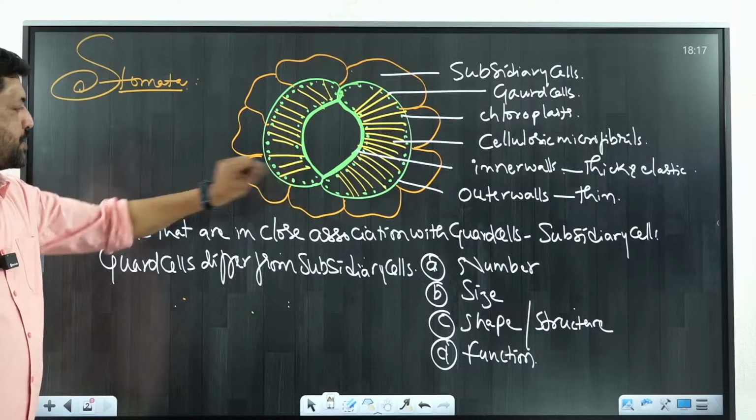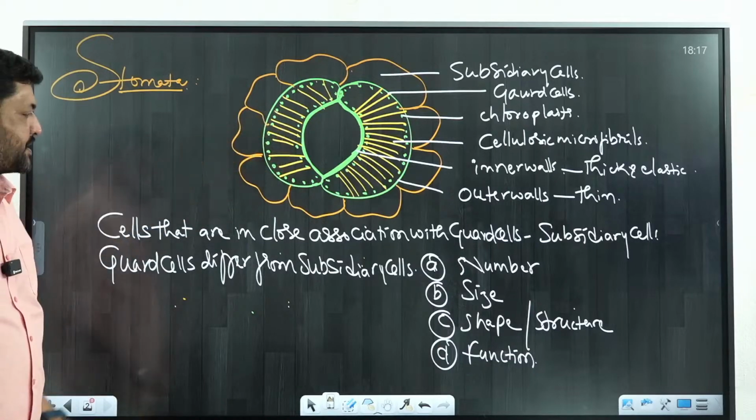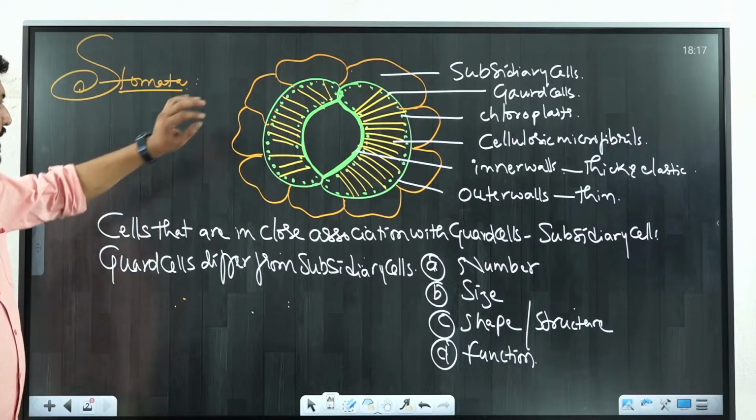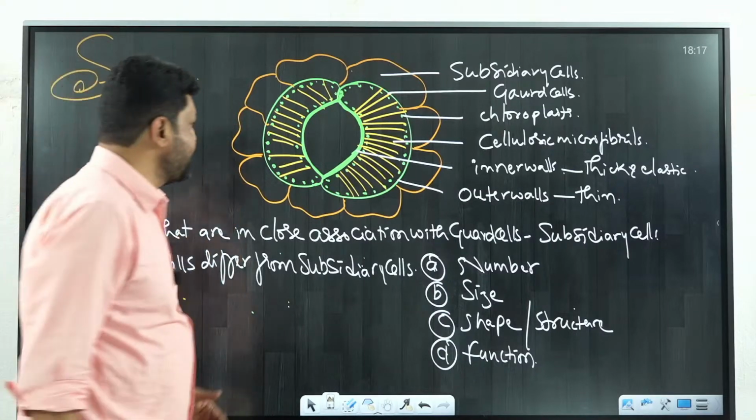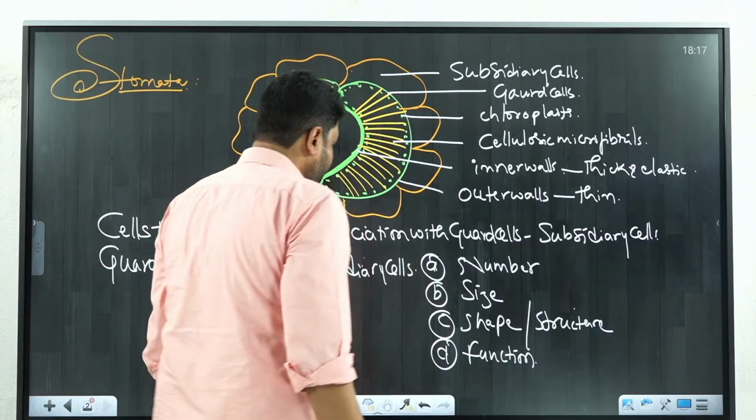Their number is only two. They differ in size, they differ in shape, they differ in structure, they differ in function. That is, the physiological activity of the guard cell and subsidiary cells are different.